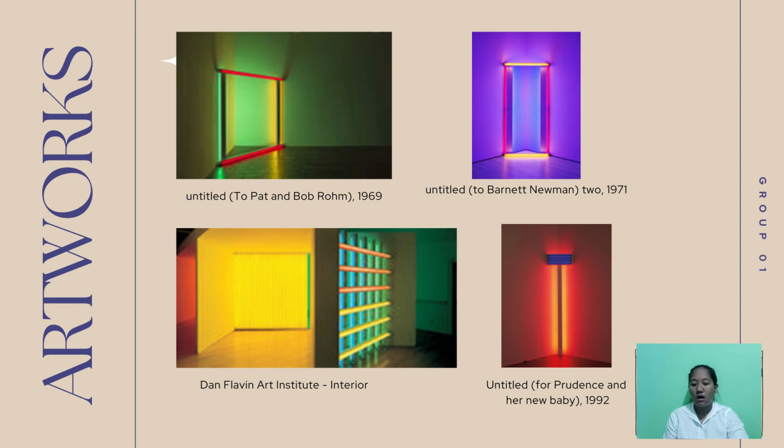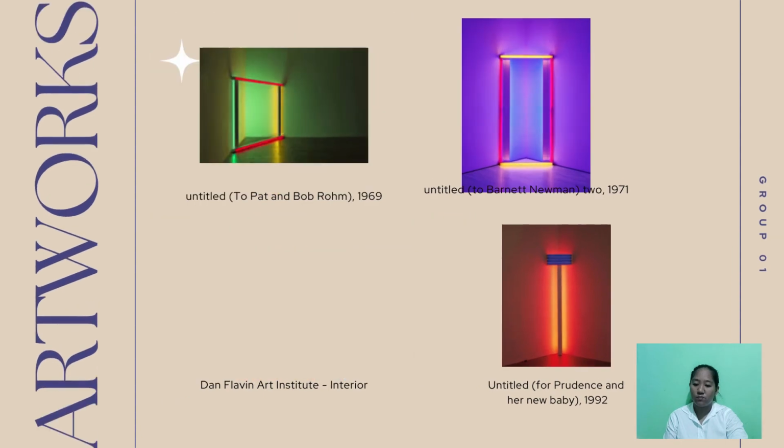His artworks include Untitled (to Pat) and Ballroom in 1969. The one in the upper right is Untitled (to Barnett Newman 2) in 1971. The one in the bottom left is the Dan Flavin Institute, the interior of the Dan Flavin Art Institute. And the last one in the bottom right is Untitled (for Prudence and Her New Baby) in 1992.